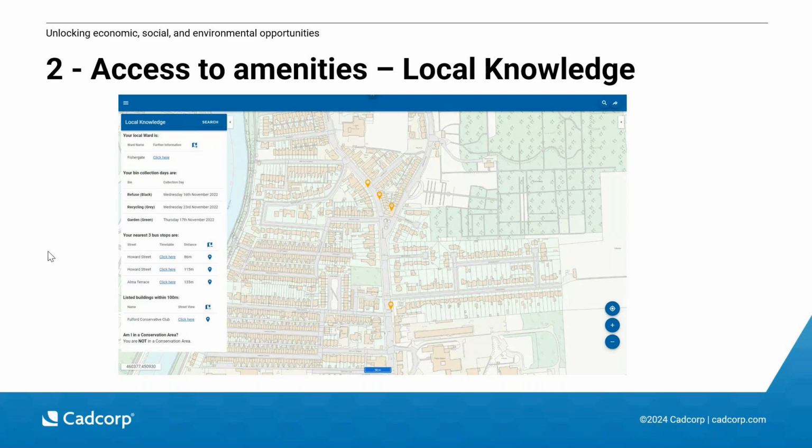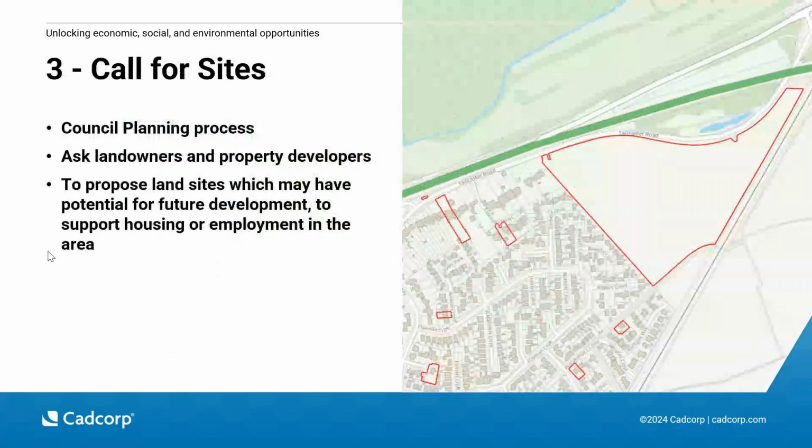So we've got other things like so many listed buildings within 100 meters, and you can answer questions like, am I in a conservation area? Yes, no, without actually having to physically turn on the data layers like perhaps I was talking about in my previous example. So that's the second example we'll be looking at today. The third example is call for sites.